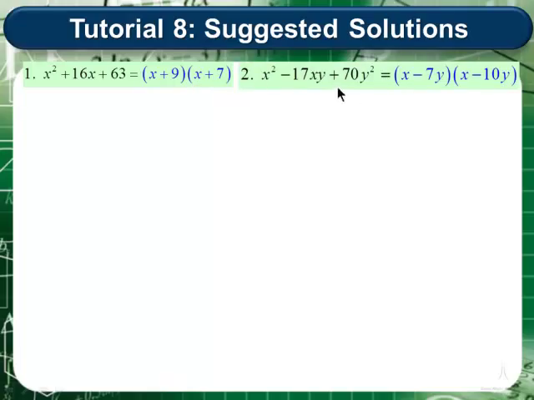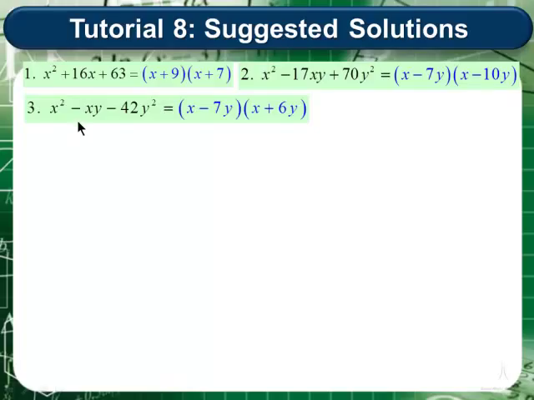In the second problem we have a similar situation. In this case we have a negative for the second term, and both the signs between successive terms in the factors will be negative. Do you notice that in this case, if the third term is positive, the signs will always be the same between the terms in the factors, like in the first problem as well. And just check for yourself, minus 7 minus 10 gives us the minus 17 in this case. That is why we have both of these signs negative in this particular factorization.